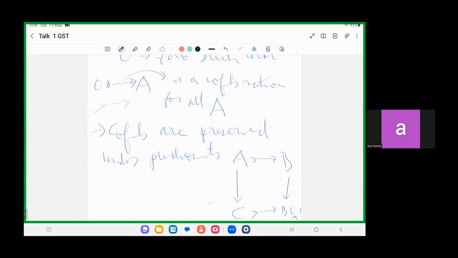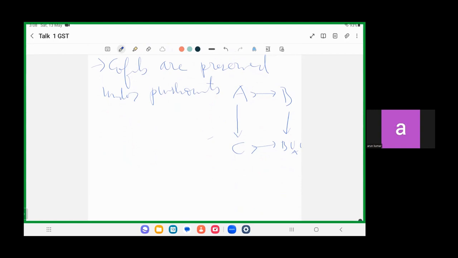There are two interesting cases of this. One is that if you take any pair of objects, so if you take A and B, you take a zero object, there is a distinguished map here. So what this says is that this pushout always exists, right? And this pushout is the coproduct of A and B.